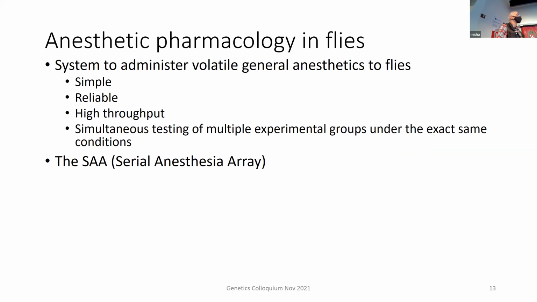And in order to study this, the flies are probably a perfect system, but we have to somehow get the anesthetics to them, right? So we have to devise a system to administer anesthetics to flies. What we wanted to have is something simple, reliable, with high throughput, and very importantly, that we could simultaneously test multiple experimental groups under the exact same conditions. Because if we're going to go into the details, we want to be confident that what we're doing is exactly the same to the different groups that we're going to be comparing. And this is how the serial anesthesia array was born.